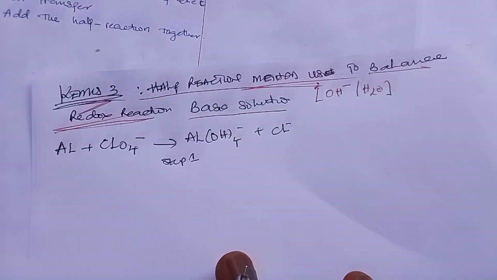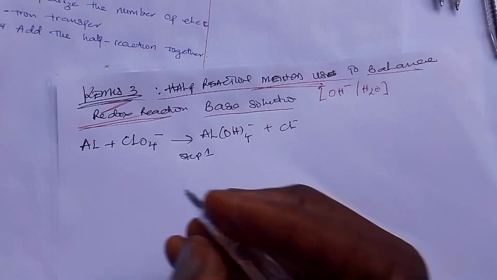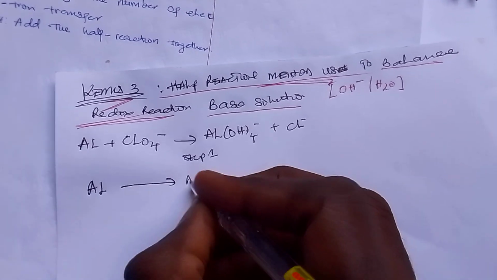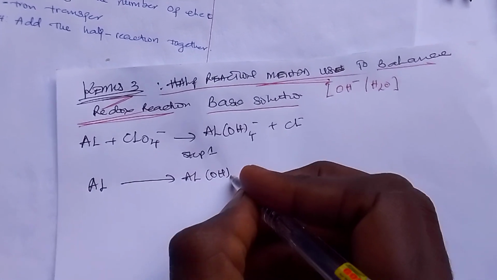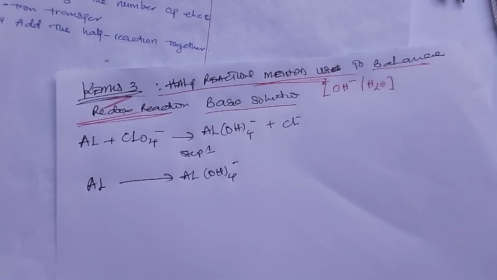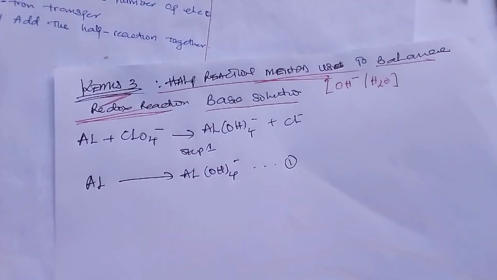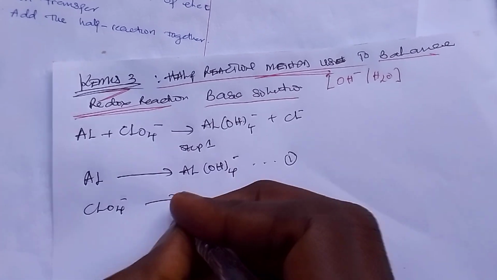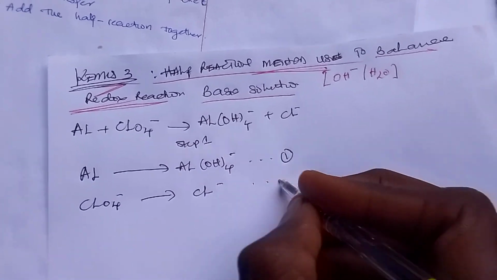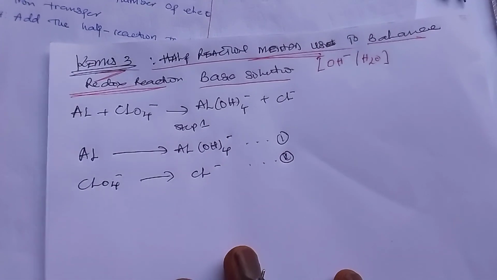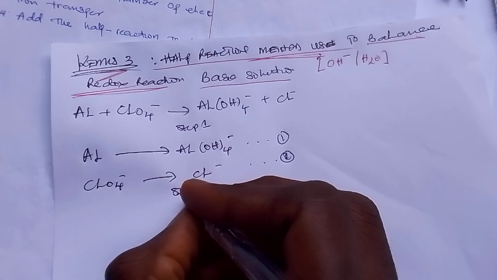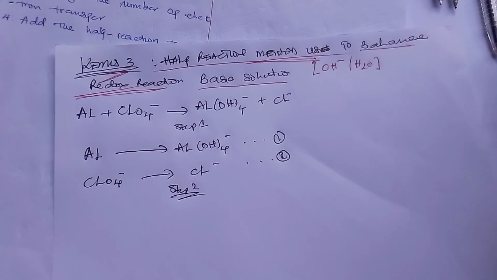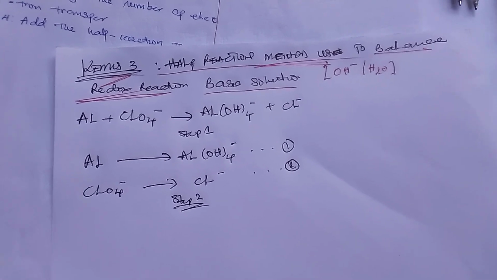Step 1, you divide the equations into two halves. I have aluminium giving me aluminium hydroxide, a polyatomic compound, and let's call this equation 1. I have perchlorate giving me chlorine. Let's call this equation 2. Now, in step 2, I am going to balance the mass and the electrons of the reactions.